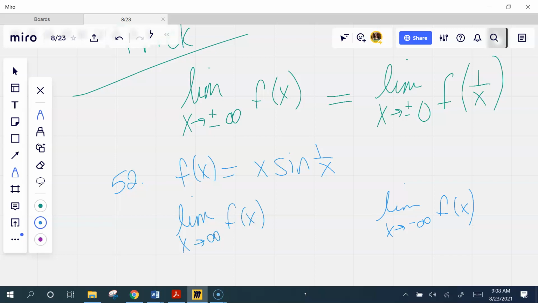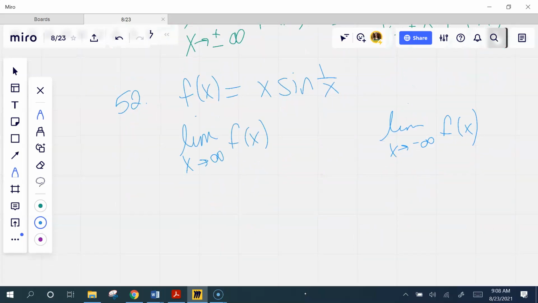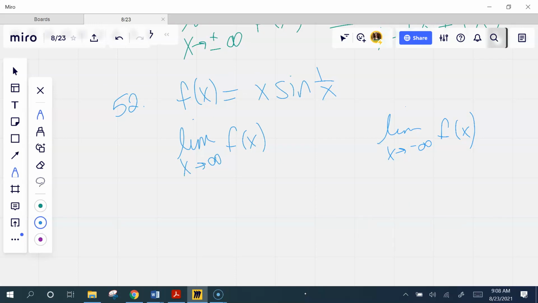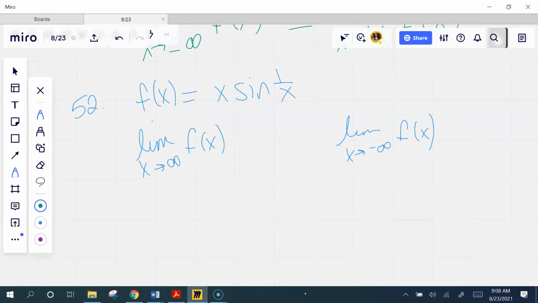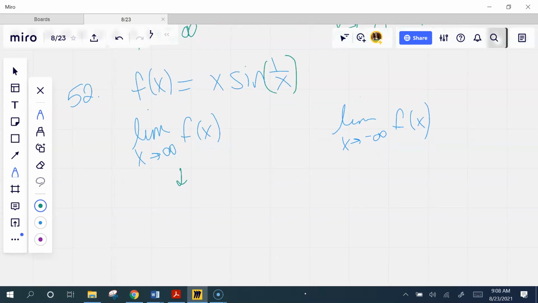I think you guys could figure this out without reciprocating it. We're at the end of that little section. There's a few things I left out there. Okay, well, let's do it both ways. Let's look at it this way. If I'm going to infinity, this is the sine of 1 over x.